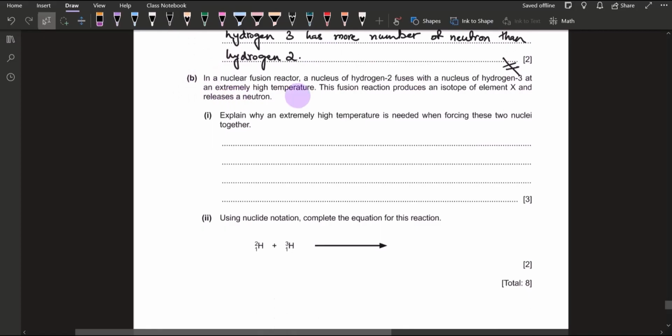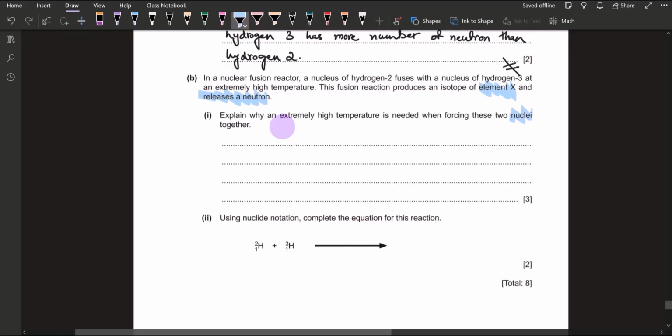Part 2 says in a nuclear reactor, a nucleus of hydrogen 2 fuses with the nucleus of hydrogen 3 at an extremely high temperature. This fusion reaction produces an isotope of element X and releases a neutron. Part I says explain why an extremely high temperature is needed when forcing these 2 nuclei together. So first of all, we're going to highlight the most important things which the question mentions. The fusion reaction produces an isotope of element X and releases a neutron. And the part I says explain why an extremely high temperature is needed when forcing 2 nuclei together.